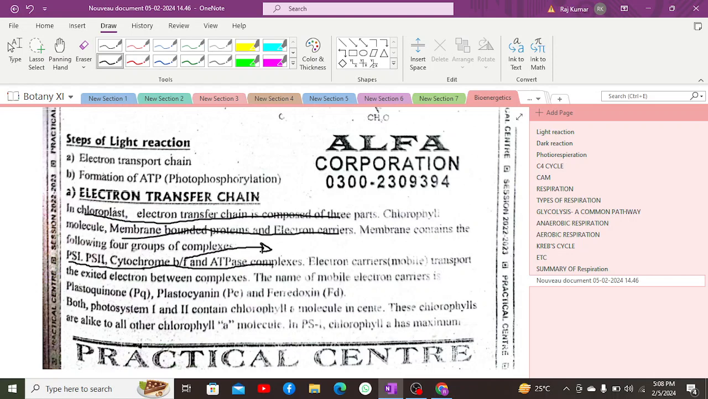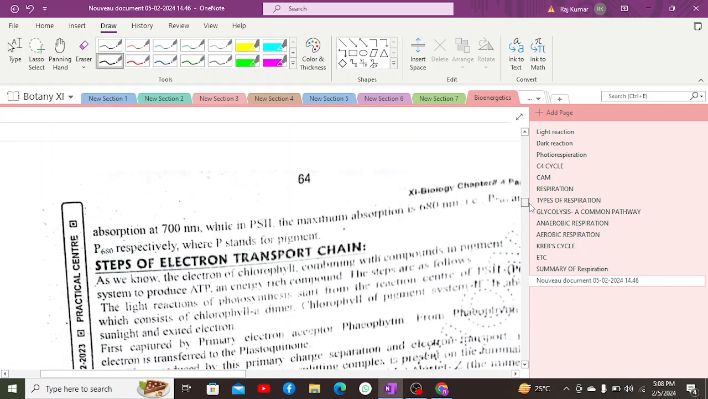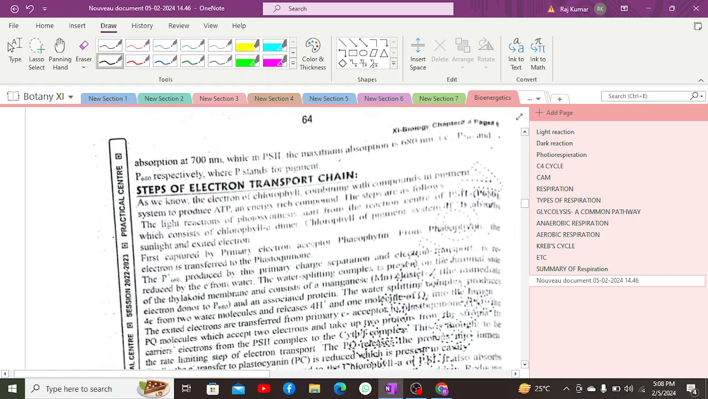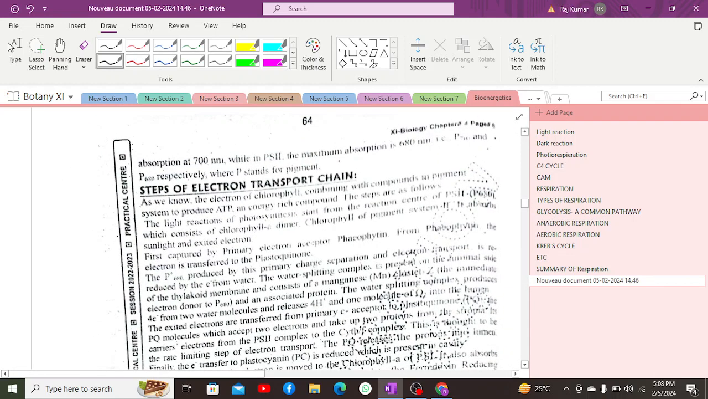Both photosystem 1 and 2 contain a chlorophyll A molecule at the center, and these chlorophylls are alike to all other chlorophyll A molecules. In photosystem 1, chlorophyll A has maximum absorption at 700 nanometers, while in photosystem 2 the maximum absorption occurs at 680 nanometers. Even though both have the same chlorophyll and the same accessory pigments, the difference comes only from their associated protein molecules.